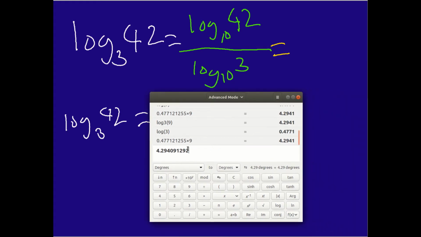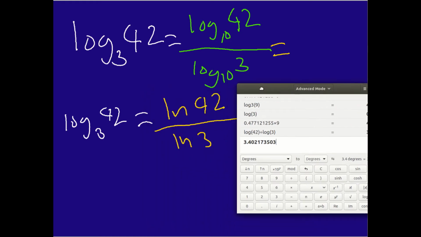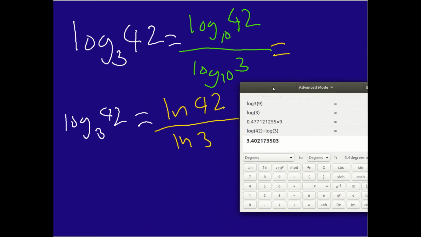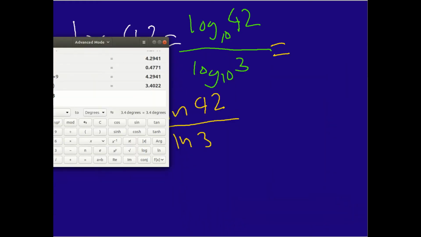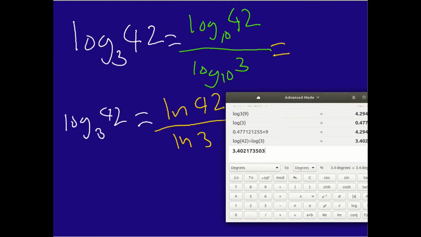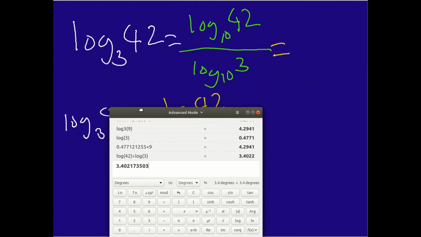So here we go. We got log 42 divided by log 3. And you can see right there the answer is 3.402. Now, if we really did this right, if we use a natural logarithm, excuse me, let me put that over here. Oh, there's no place to put it. How about down here?